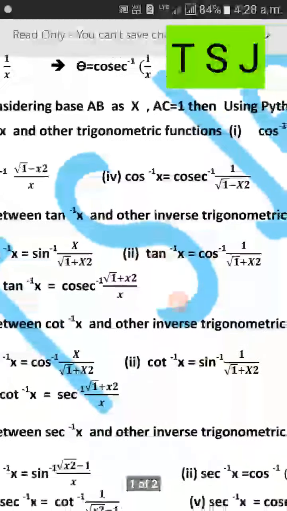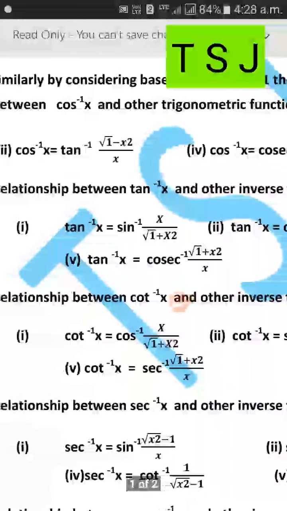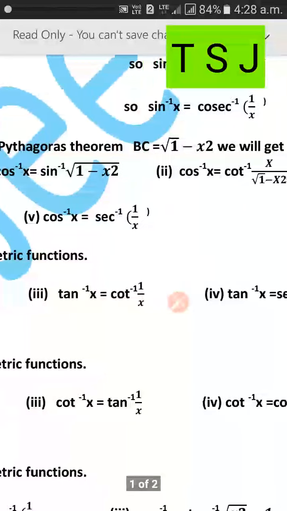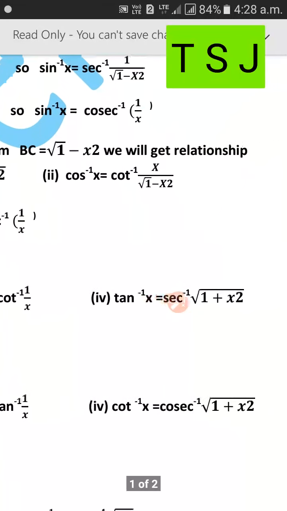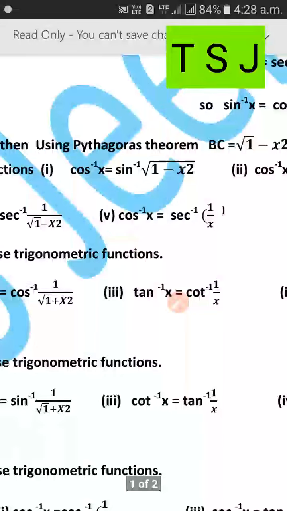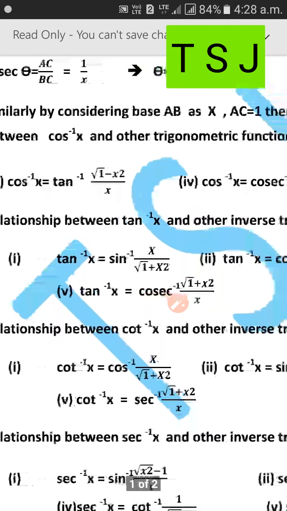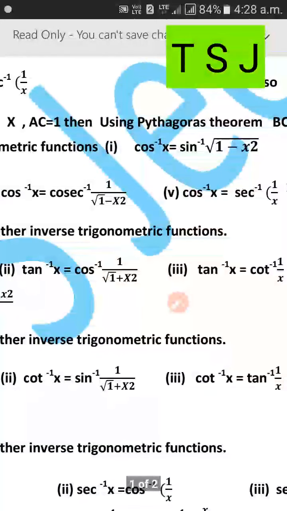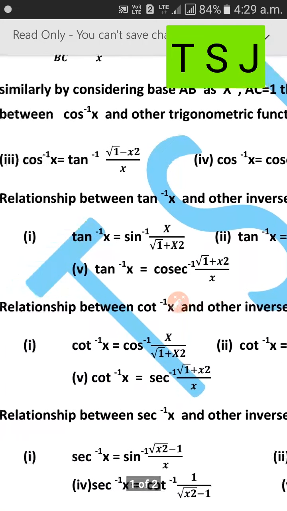For cos inverse x, you can consider x as a base and 1 as hypotenuse. Using Pythagoras theorem, get the length of BC perpendicular, that is under root 1 minus x square. Now theta is cos inverse x here, and then theta will be sine inverse under root 1 minus x square. So comparing both the thetas, we have cos inverse x equal to sine inverse under root 1 minus x square.